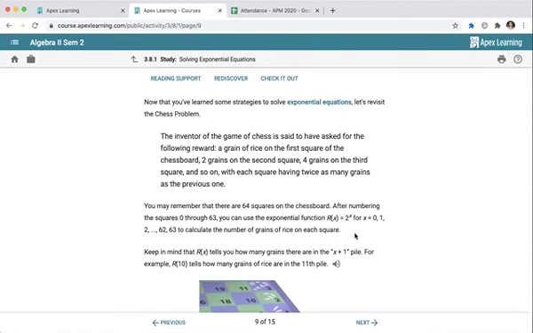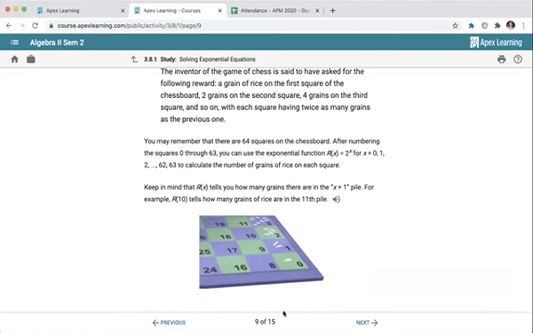All right. So keep in mind that this is our expression here. It tells us how many grains there are in x plus 1 piles. So for example, if you look at our 10, this is telling us how many grains of rice are in the 11th pile, using, of course, this expression here.